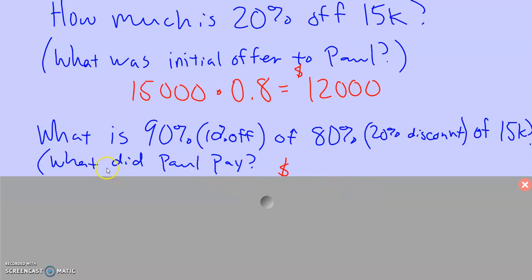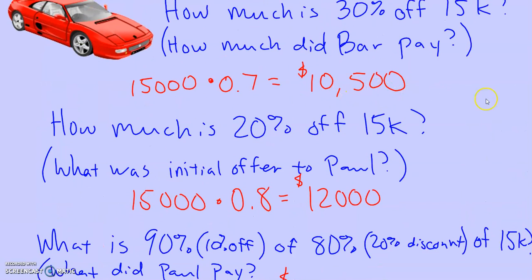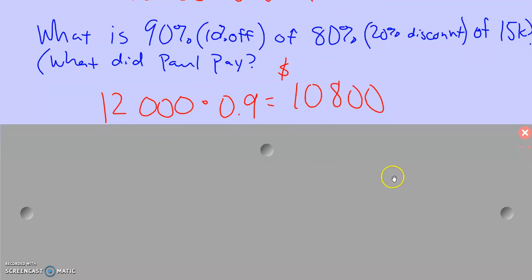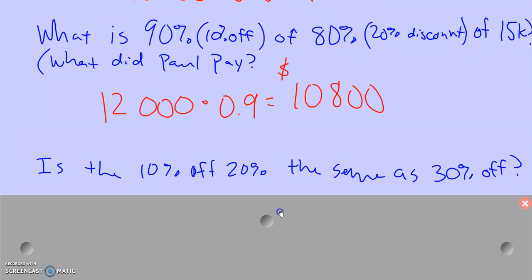Another way to word that same question is, what did Paul pay? So basically, you take this previous offer of 12,000 and you multiply it by 0.9 because that's 10% off, and you can see that he paid 10,800. Compare that to the 10,500 that Barbara paid, and you can see that Paul is actually going to end up paying more. And that's the final question.